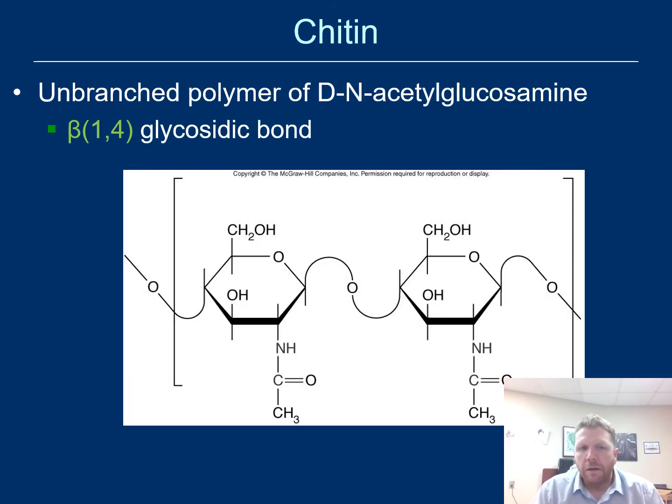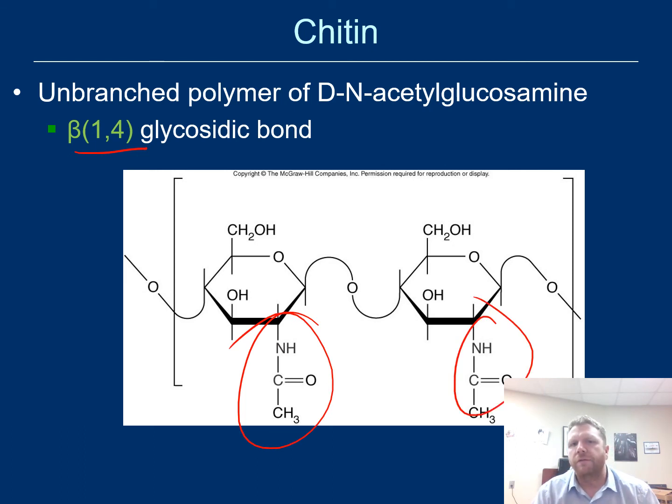Now, chitin is an unbranched polymer of an aminated glucose. So these are beta-1,4 glycosidic linkages. But then on carbon number 2, we have this modification, making these repeated elements of D-N-acetylglucosamine. So these glucosamine elements are repeating over and over again.